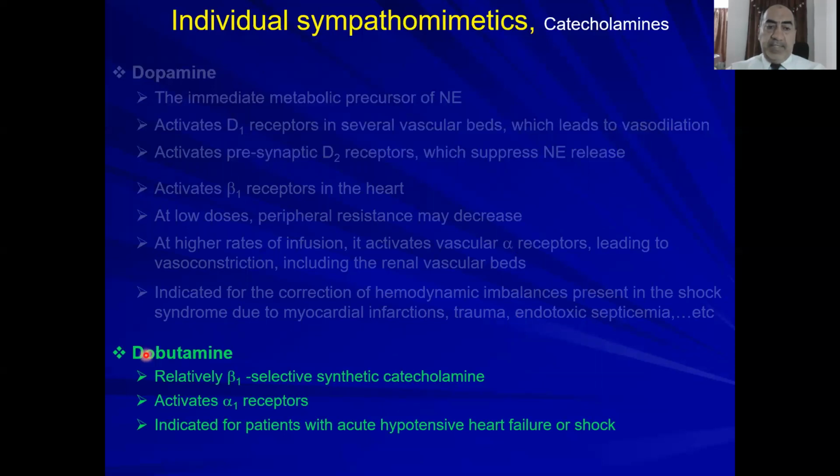I brought this intentionally, dobutamine, on the same page, because they look similar. However, they are not similar. So this one has nothing to do with the dopaminergic receptors. It's beta 1 selective among the beta receptors, and it also has some alpha 1 effect. It's indicated for patients with acute decompensated heart failure or shock.